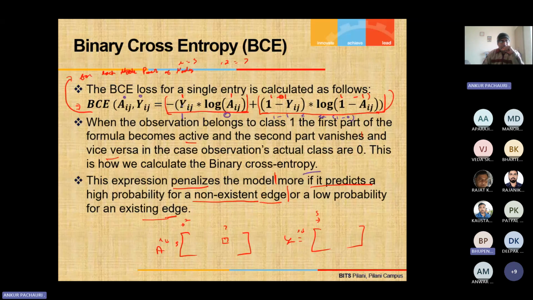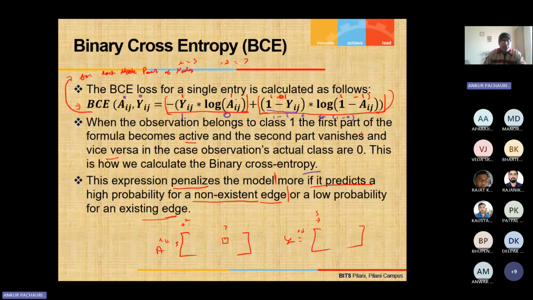1 minus, so it was 0, 1 minus 0, it will be 1. And log of 1 minus 0, log 1. Log 1 is 0, in any base. Clear? So this will be 0. So actually there was no edge, and this gives me 0. The other way around: in either case, Yij and 1 minus Yij, if it is 1 this time, it will be 0 here. If it is 0 this time, it will be 1 here.